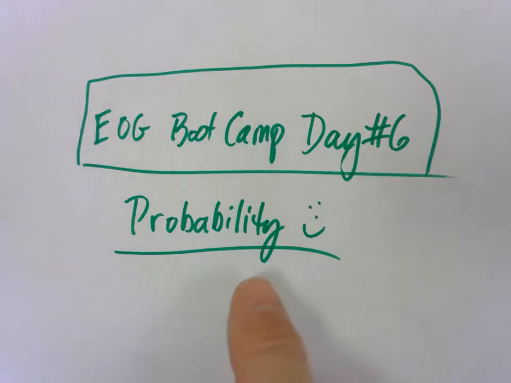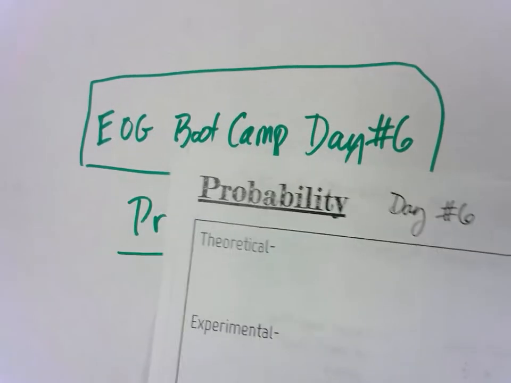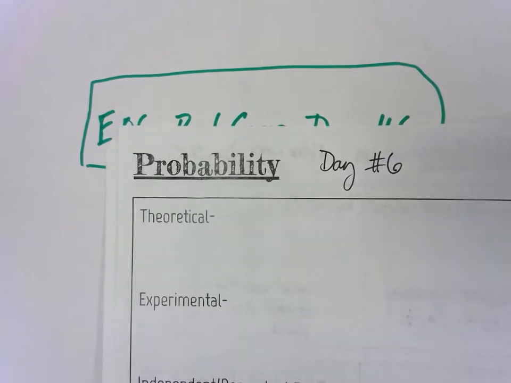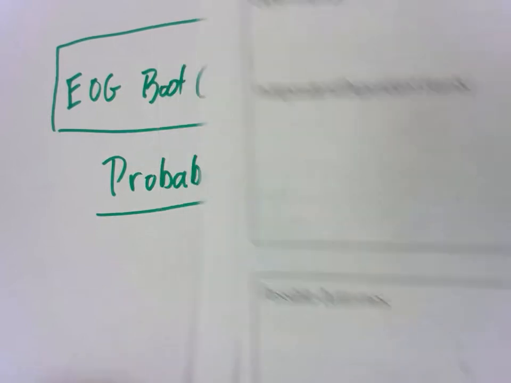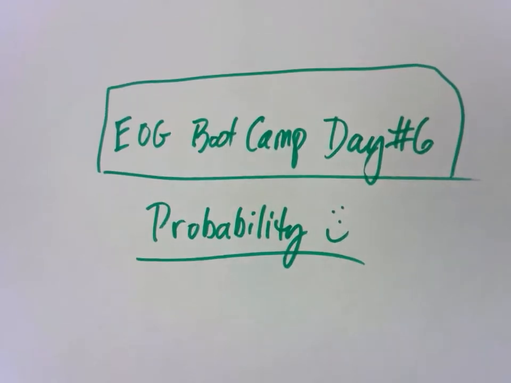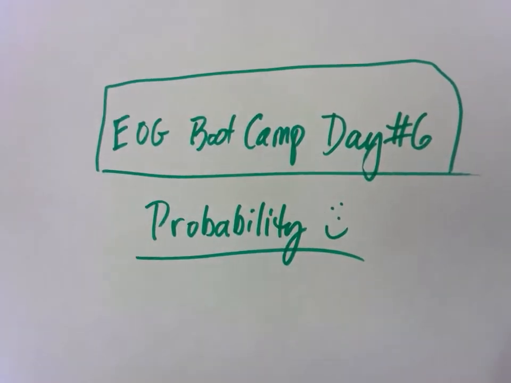It's time to talk about some probability stuff today and see if we can get some things reviewed for our EOG boot camp! So, let's go ahead and get that page pulled out right here for probability, and we're going to talk about some different types of probability as well as some things about possible outcomes today. So here we go, soldier. It's time to get busy with EOG Boot Camp Basics. Here we go. All right.